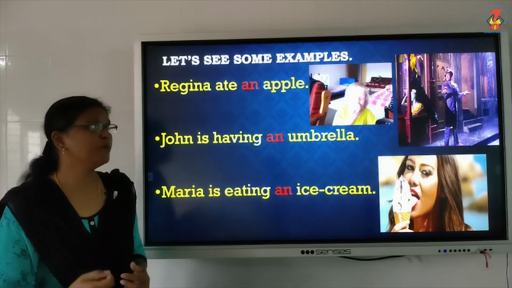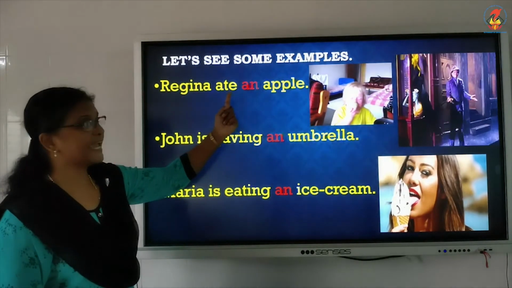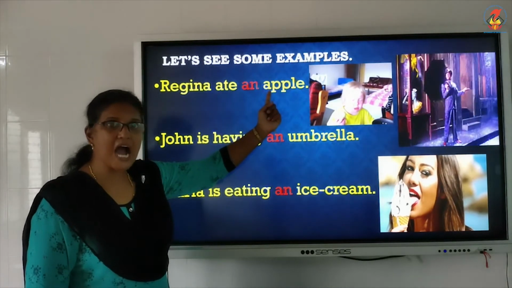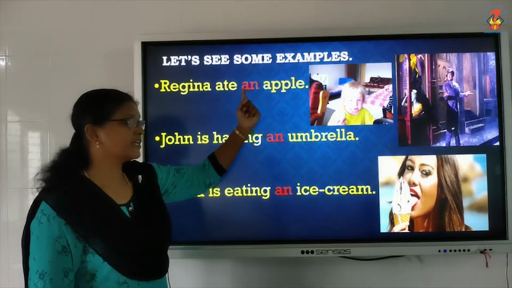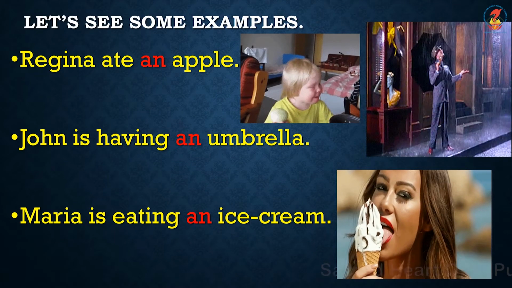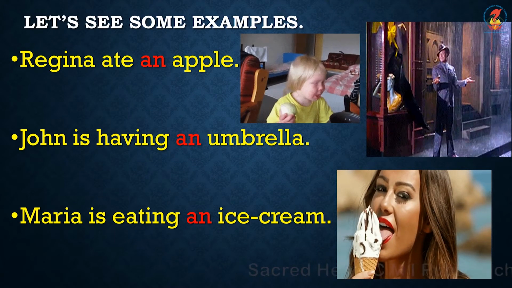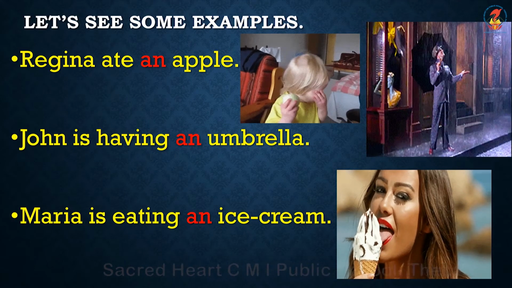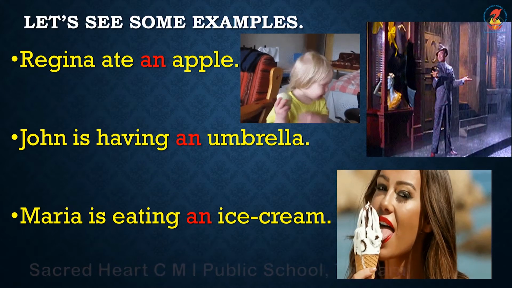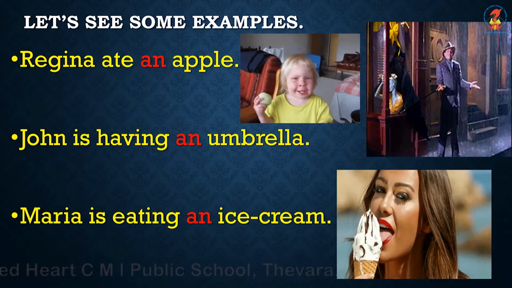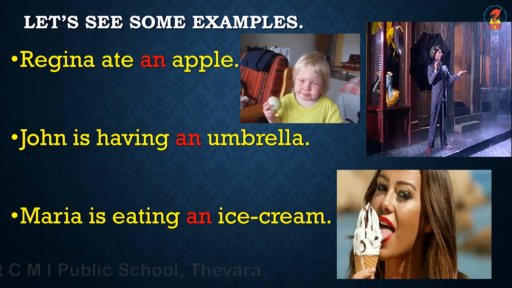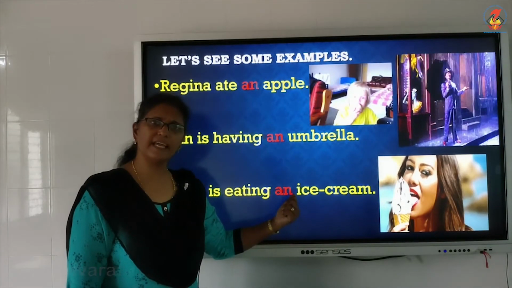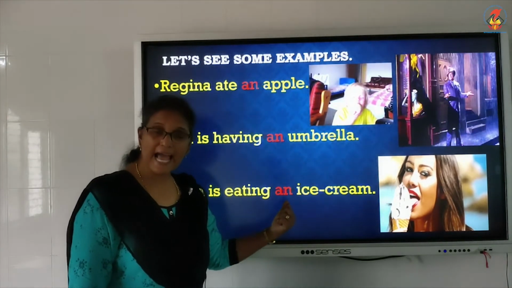how it works with a few more examples. Regina ate an apple. Apple, A sound, it's a vowel sound. So you are using an. John is having an umbrella. U sound, that is also a vowel sound. So you are using the word an. Coming to the third, Maria is eating an ice cream. Ice, I is a vowel sound again. So you are using the word an.